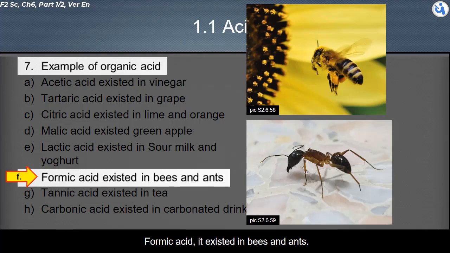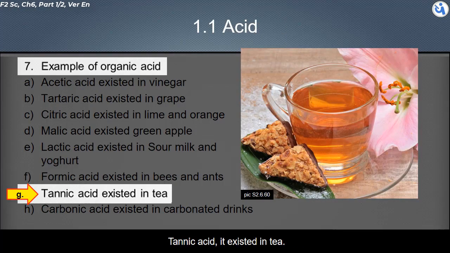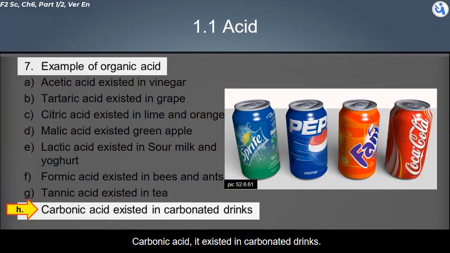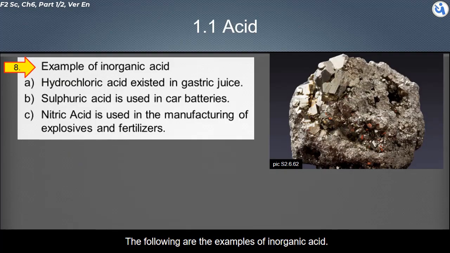Formic acid, it existed in bees and ants. Tannic acid, it existed in tea. Carbonic acid, it existed in carbonated drinks. The following are the examples of inorganic acid.